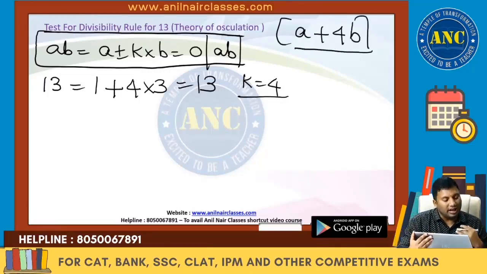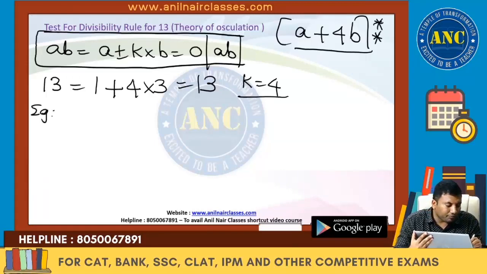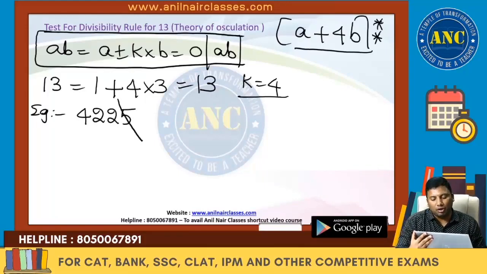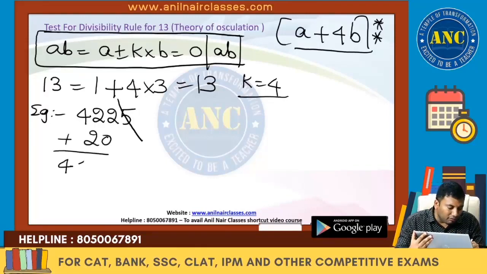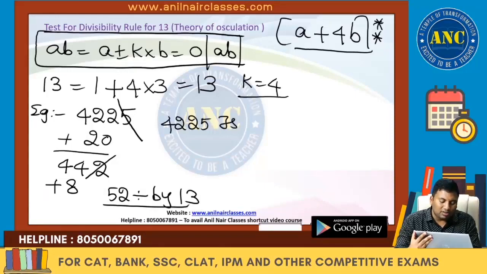b is the unit digit, and a could be any number of digits before b. a plus 4b is the divisibility rule for 13. Example: 4225. Take the unit digit and multiply it by 4. 5 4s are 20. Add it to the remaining part, which will be 442. Take the unit digit, multiply by 4, 2 4s are 8. Add it to the remaining part: 52. 52 is divisible by 13. So 4225 is divisible by 13.